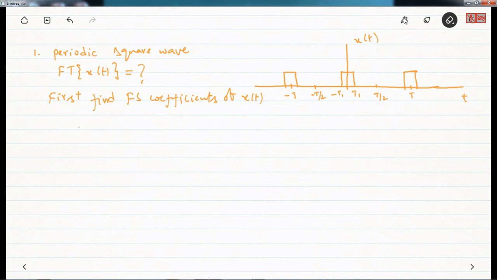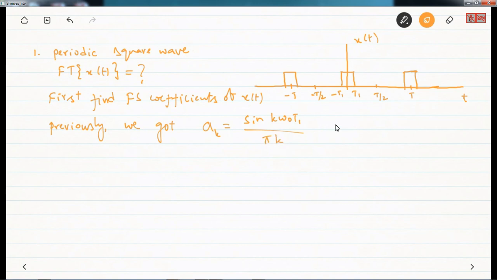So previously, in one of the previous examples, we got this a_k to be sine(k omega naught t1) divided by pi k.